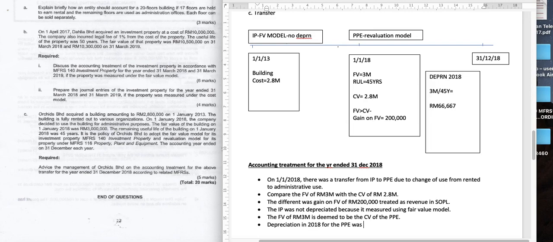was RM66,667 to be charged into SOPL. Okay, so I think that's the accounting treatment for that year.